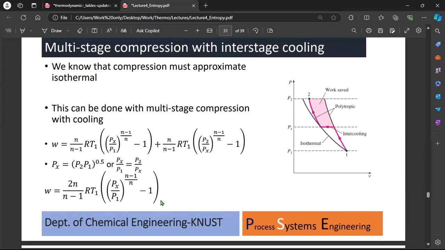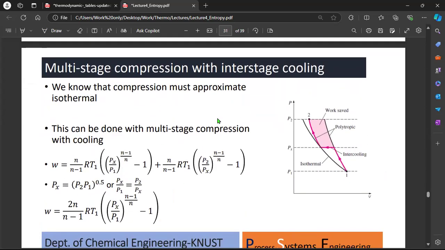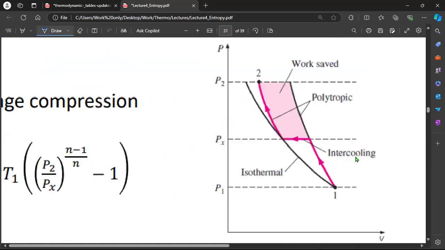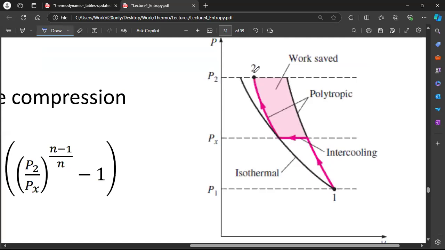Okay. So we can look at multi-stage compression with interstage cooling. Let's look at the graph we have over here. We want to move from point one to point two. Instead of moving directly from point one all the way to point two, we can employ multi-stage compression with interstage cooling. It means that we compress to a certain pressure in between the pressure we are at and the pressure we are looking for. We cool it a bit because when you compress a gas, it will heat up. You cool it a bit, then you can compress it further, right?